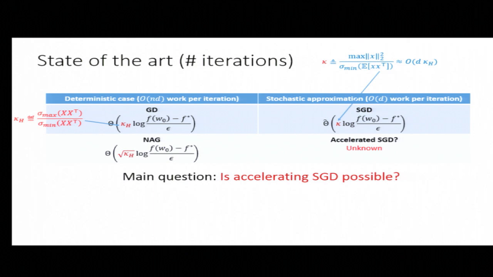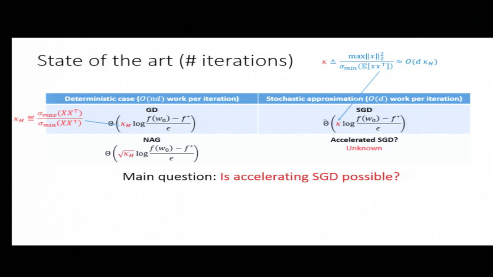On the other hand, we have these stochastic approximation methods, which require only order d work per iteration, and we can show that SGD will still converge to the global optimum at a linear rate, but it has a dependence on a different condition number, which intuitively can be almost order d worse than the condition number here. Okay, so far so good.